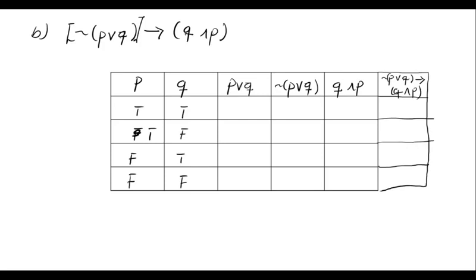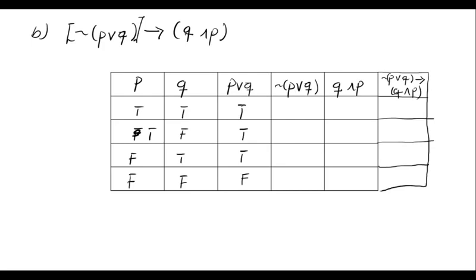Okay. So for P or Q, it means either both should be true or one of them should be true to make this column true. So here we have true, true, so it's a true statement for the disjunction. We have true, false, it is true because one of them is true. We have false, true, one of them is true, so it is true here. We have false, false, it is false. Okay, so the negation of this statement is what we have over here.